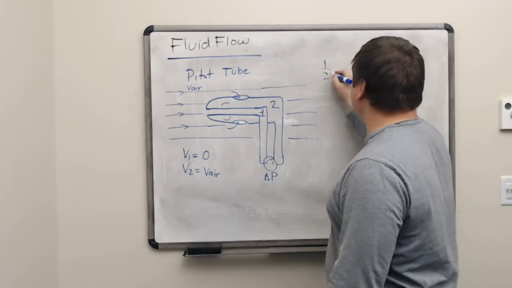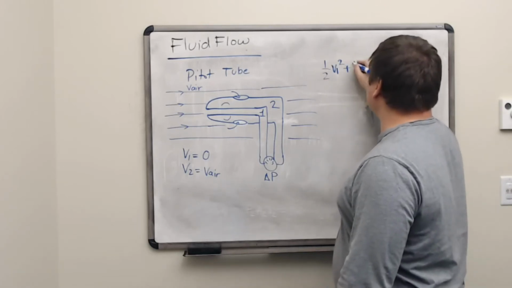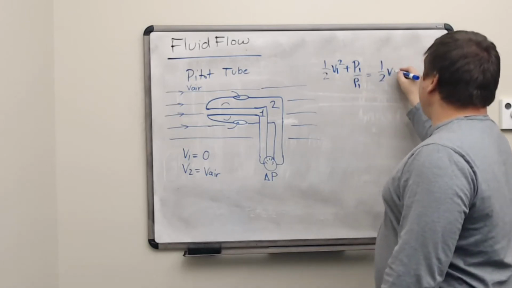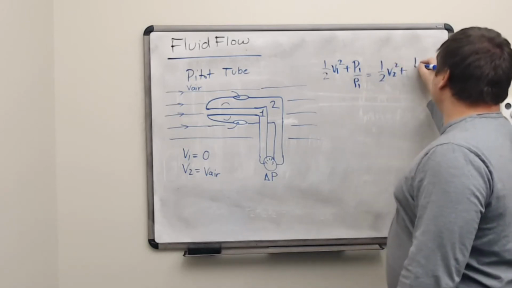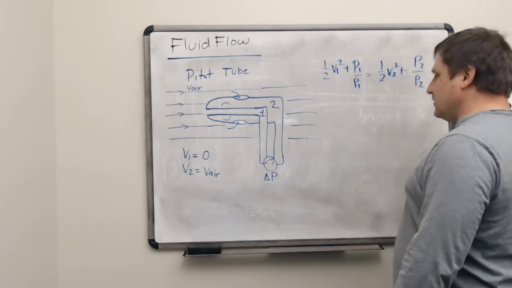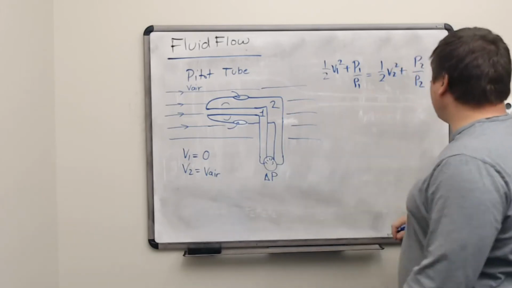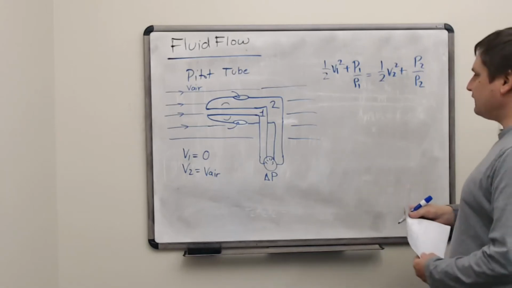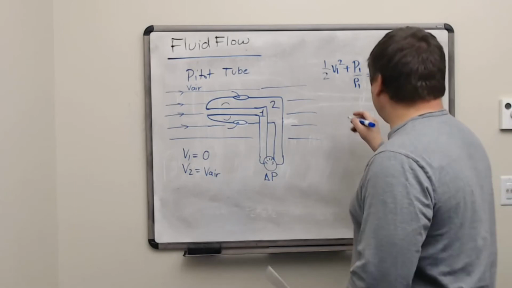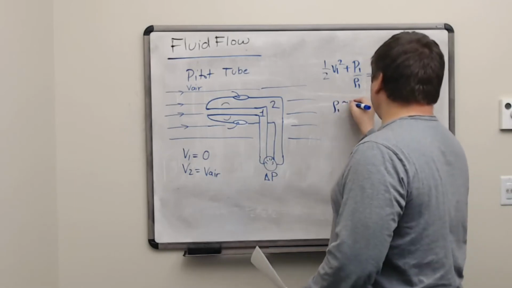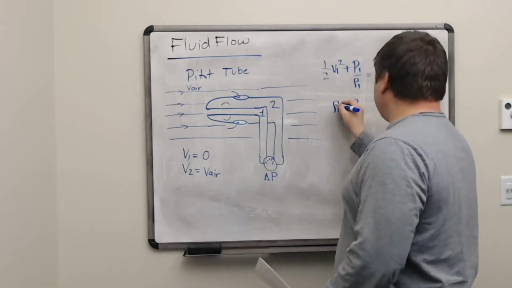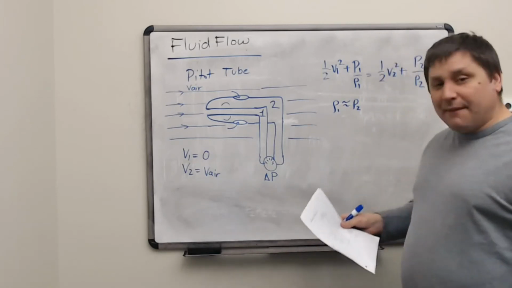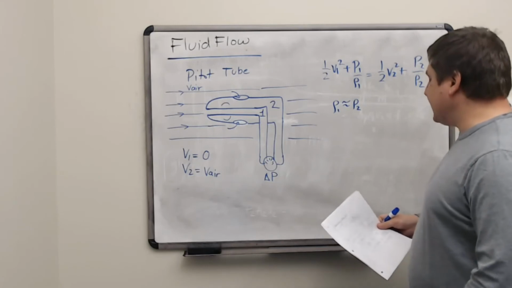So 1/2 V1 squared plus pressure 1 over density 1 equals 1/2 V2 squared plus P2 over rho 2. Everything is horizontal here, so there are no H's necessary. And let's just note a couple things here. So first of all, for air flowing here, if there's not a large change in temperature, then there will not be a large change in the density.